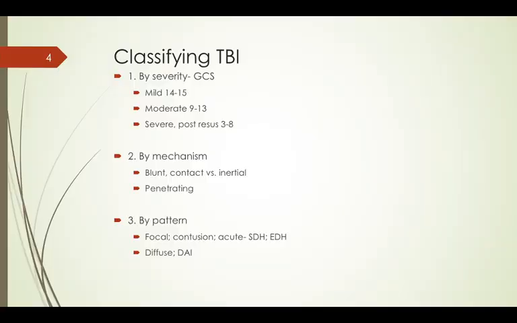So how you can classify it. The major ones used are the three listed here. They can be graded by severity, so the GCS scale, Glasgow Coma Scale, by mechanism, so is it a blunt trauma, is it penetrating trauma, and by pattern as well.